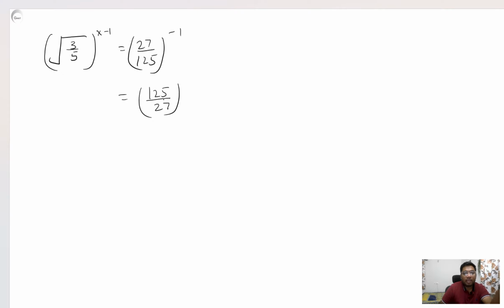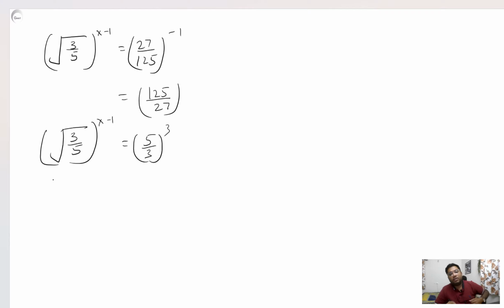We can't have composite numbers. I had clearly told you they are red flags. What we need to solve a question is green flags. So 125 by 27 is a walking red flag, guys. They're composite numbers. What we need to do is break them down into prime numbers. So 125 by 27 can be written as 5 by 3 to the power 3. If you see here, I have a 3 by 5 to the power x minus 1.